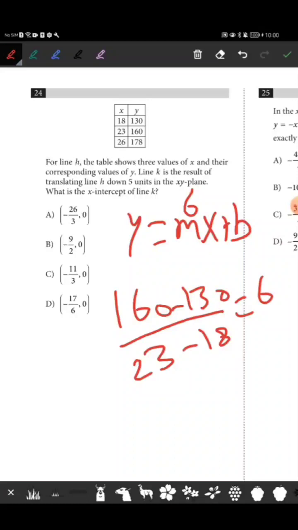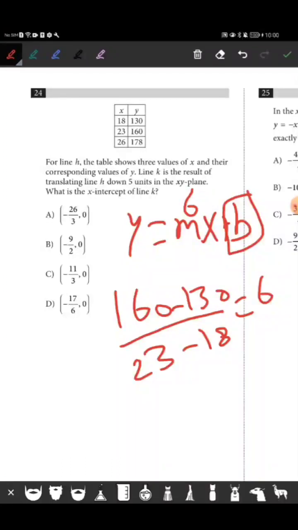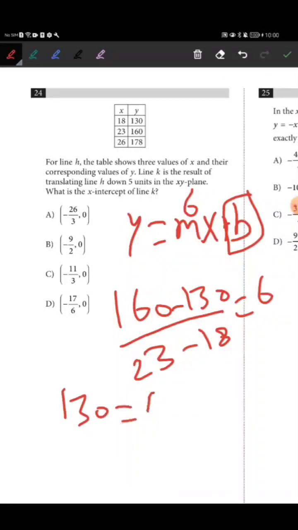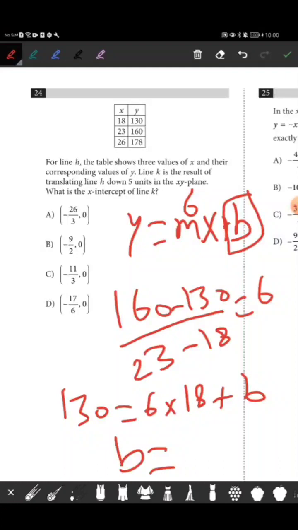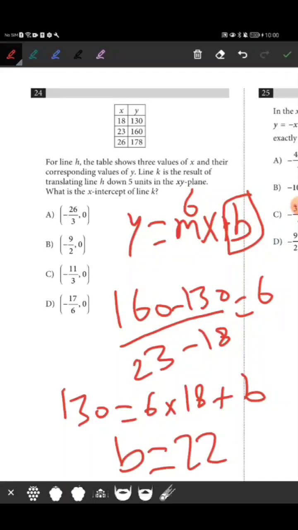So we can substitute 130 for y and 18 for x. So this is going to get us the y-intercept, or b. So 130 equals 6 multiplied by 18 plus b. Using the calculator, we can get that b equals 22. How did we get that? 6 multiplied by 18 is 108. 130 minus 108 is 22. So b is 22. Now we got the y-intercept of this equation.